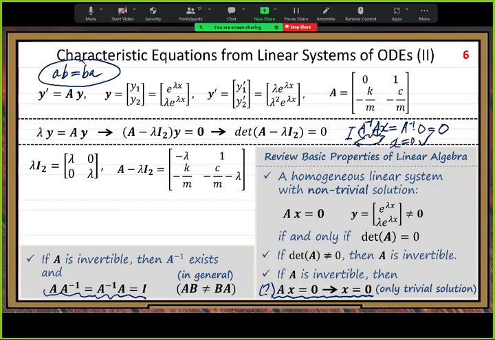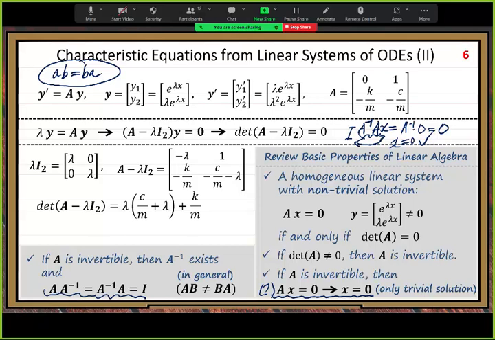Then A minus lambda I equals the A matrix minus lambda I, an entry-wise subtraction of two matrices. So this entry is negative lambda. We only change the diagonal entries; on the diagonal entries we subtract lambda. Other entries of A have no change. Then we calculate the determinant of this matrix.